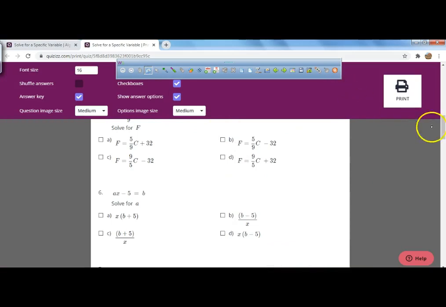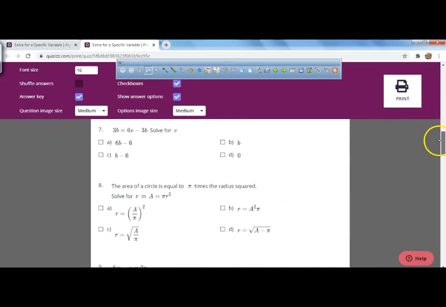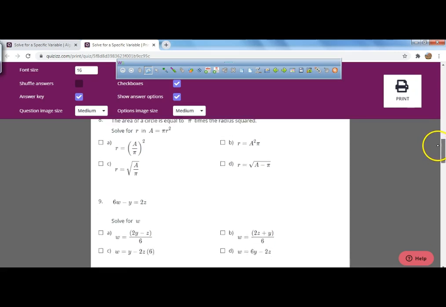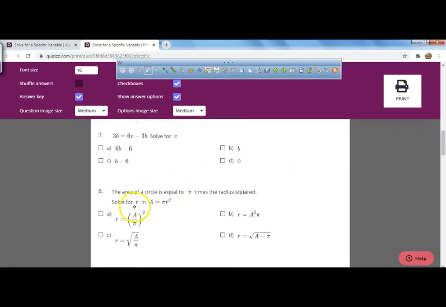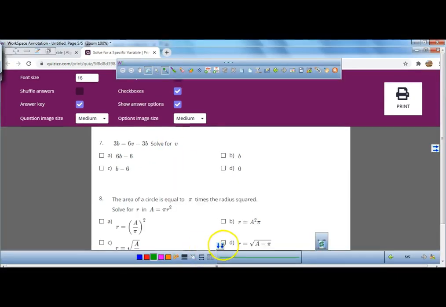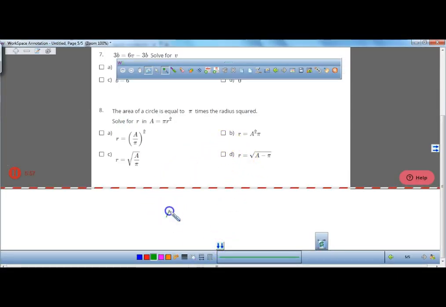Okay. Let's go down to another one. Let's do a little more difficult one. Let's do the area of a circle when it says solve for r. That's a good one, huh? All right, here we go. The area of a circle is pi times the radius squared, and it says solve for r. First thing I have to do is get r squared by itself, so I'm going to divide both sides by pi. What happens when you divide both sides by pi? Pi divided by pi is 1, and we're left with r squared equals A over pi.